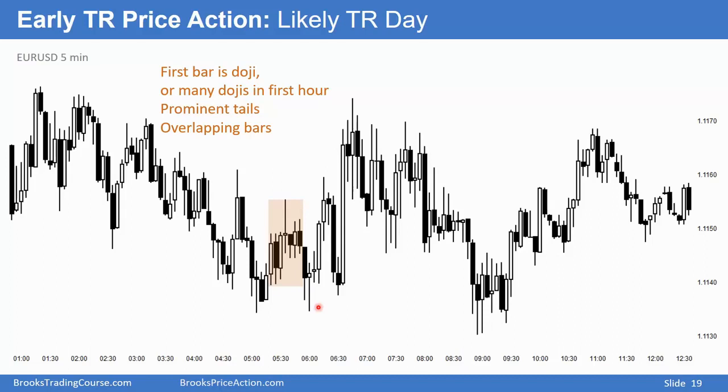That's all trading range price action, and it increases the chances that the market will have a lot of trading range price action for the first couple of hours, and it increases the chances that the entire day will have a lot of trading range price action.